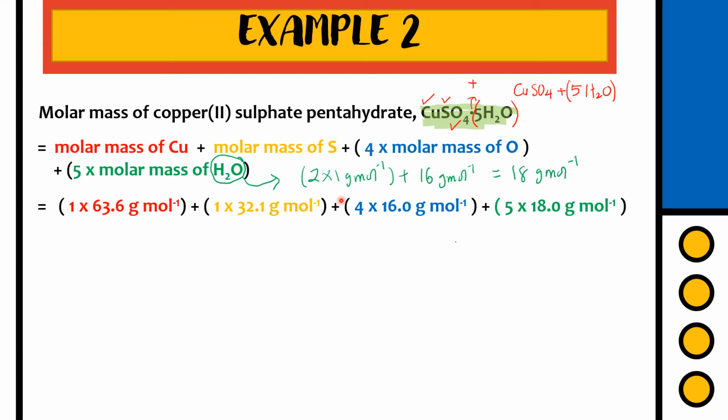So, one copper, one sulfur, 4 oxygen, and here, look carefully, inside the bracket, 5 H2O. It becomes like this: 5 times the molar mass of water. Okay, 18 gram per mole here. Okay, from here it becomes like this. Everything else just add up and then you will get the final answer. The molar mass of copper 2 sulfate pentahydrate is 249.7 gram per mole. So remember the unit is gram per mole.